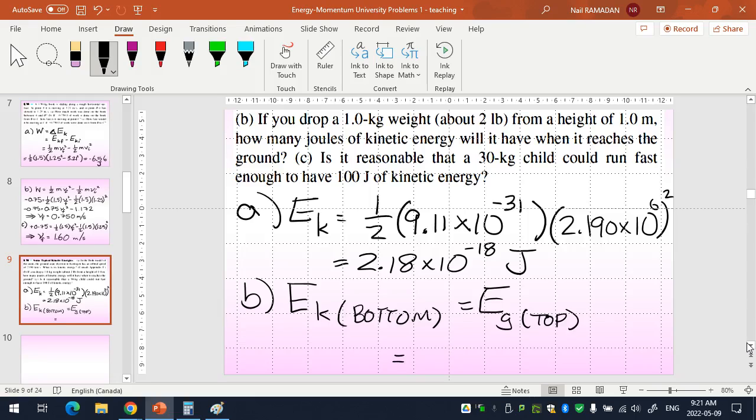What's the equation for EG? Three things multiplied together. MGH. M is 1, G is 9.8, and H is what in this case? No, but what is it as a number? 1. You are dropping 1 kilo from 1 meter. So 1 times 9.8 times 1, which is what? 9.8. So apparently it will have only 9.8 joules of energy right before it touches the ground. Done.